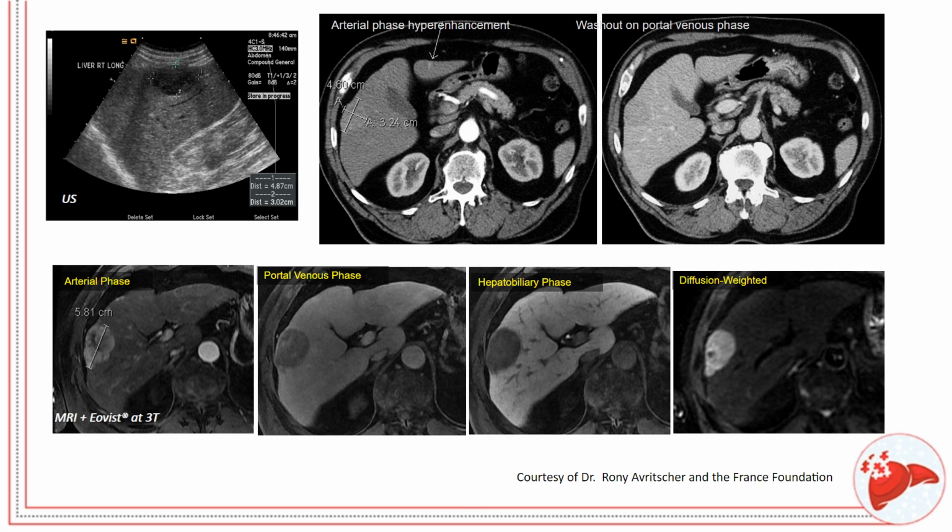In the portal-venous phase here, when the majority of the non-neoplastic parenchyma shows strong signal of the imaging dye, in the hepatocellular carcinoma the signal is decreased. This phenomenon is called washout. And these features, washout and the capsule of the tumor, are very diagnostic for hepatocellular carcinoma.